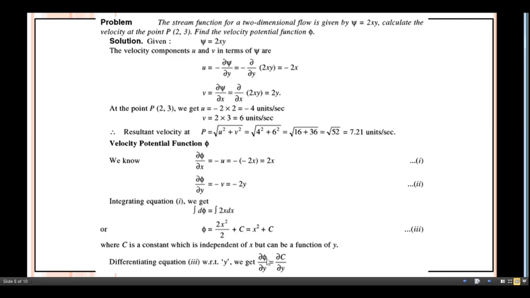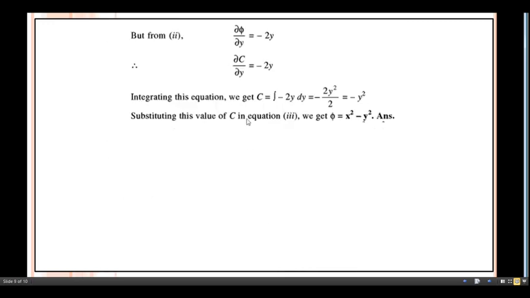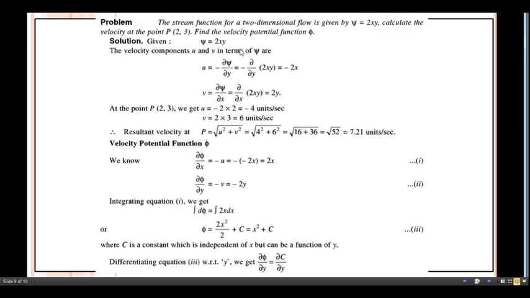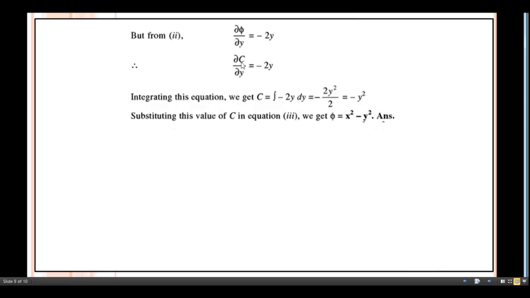So what do we get here? ∂φ/∂y equals, so this term, if I take the differentiation of this with respect to y, this term becomes 0. So what do we get here? This should be a function of y. So ∂φ/∂y equals ∂c/∂y. So ∂φ/∂y with us how much? Minus 2y. ∂φ/∂y is minus 2y with us. So automatically what we get here? Therefore ∂c/∂y must equal minus 2y.